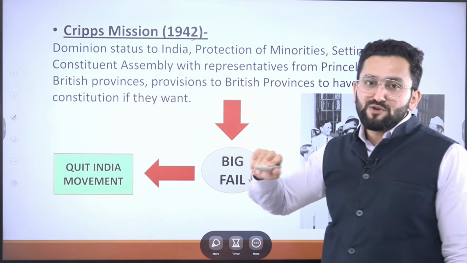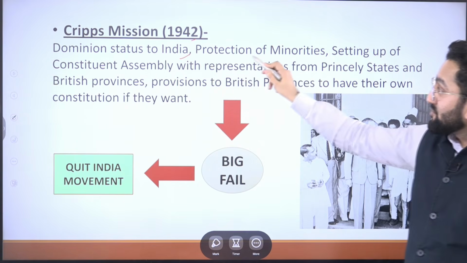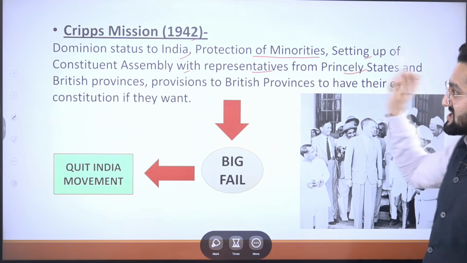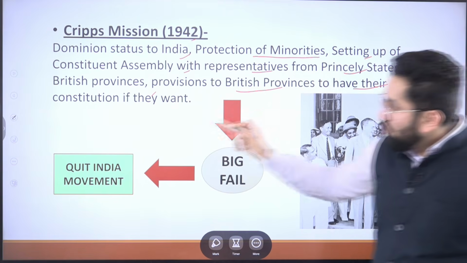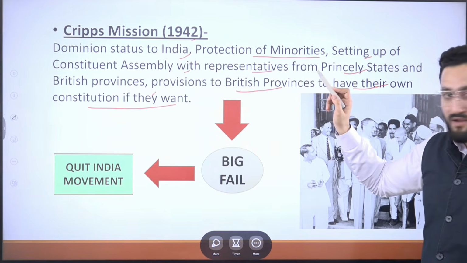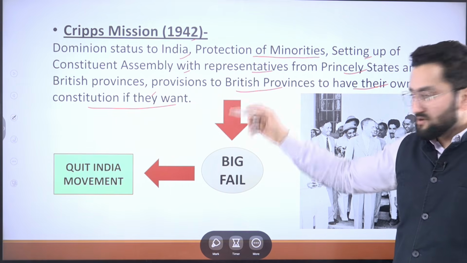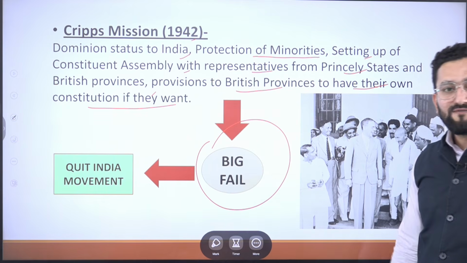Then we had the Cripps Mission, 1942. Dominion status to India, protection of minorities, setting up a Constituent Assembly with representatives from princely states and British provinces, provisions for British provinces to have their own constitution if they want. So these kinds of ideas were proposed in the Cripps Mission, and it was a big fail. We are talking about 1942.